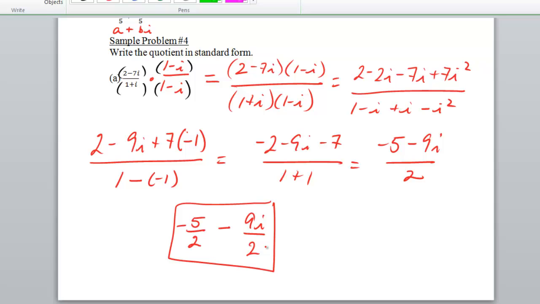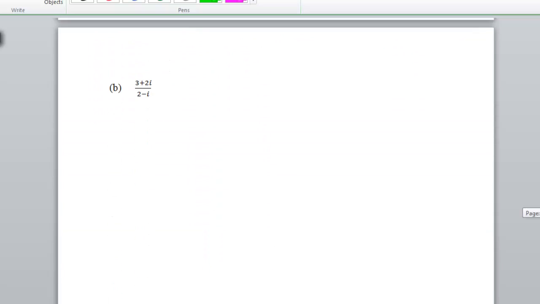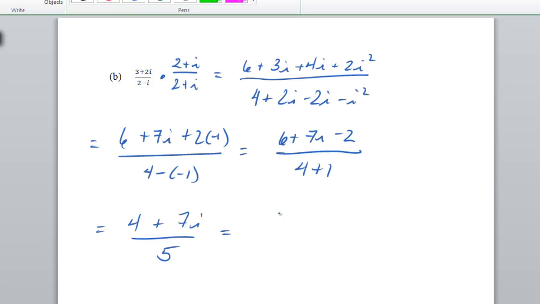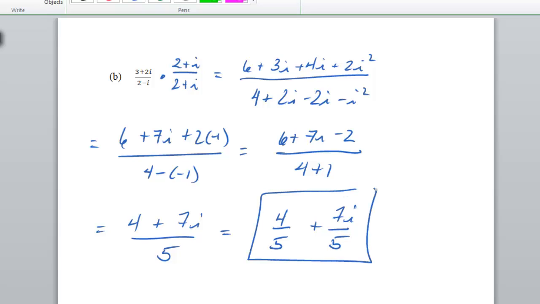Okay, so let's take a look at part B. I'll go ahead and work it out real quick, and you can come back and take a look at it also. Okay, and so that is how we can use complex conjugates to help rationalize the denominator whenever we have an imaginary number in the denominator.